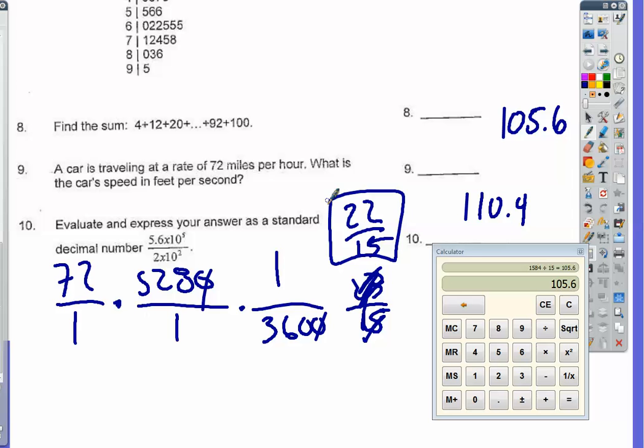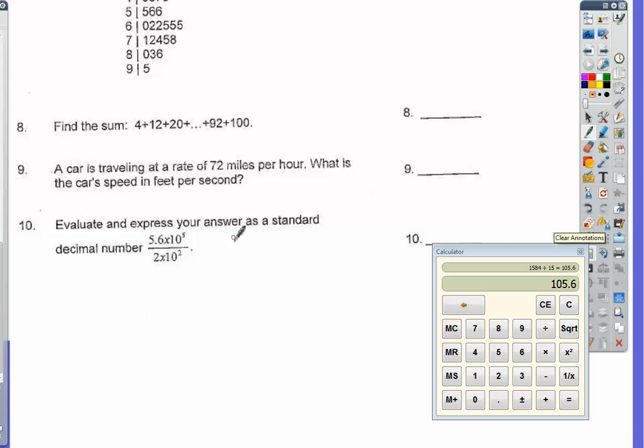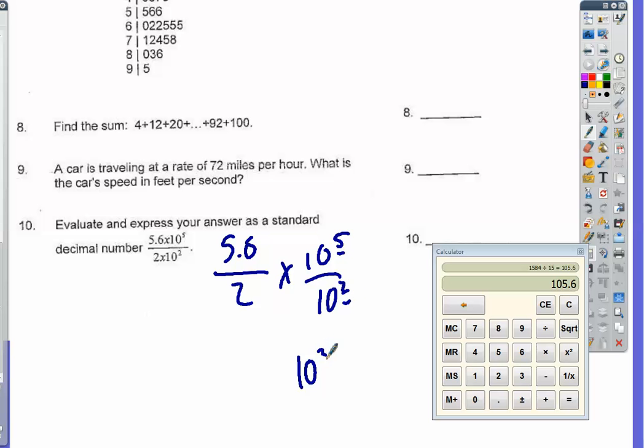And then finally, number 10, evaluate in scientific notation. We're going to break this apart. We have 5.6 over 2 times 10 to the 5th over 10 to the 2nd. So the exponents are easy. You just subtract them out, the denominator from the numerator. So we have 10 to the 3rd. This one's a little more tricky, right? So if I have 5.6 divided by 2, I get, oh, this one isn't tricky at all.